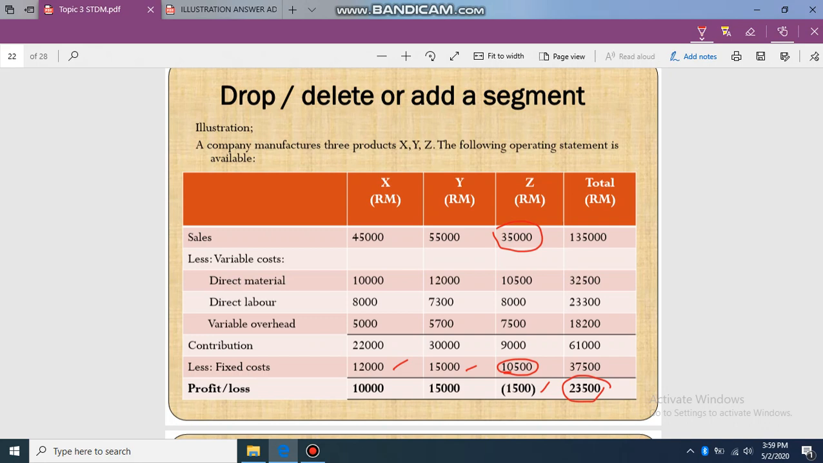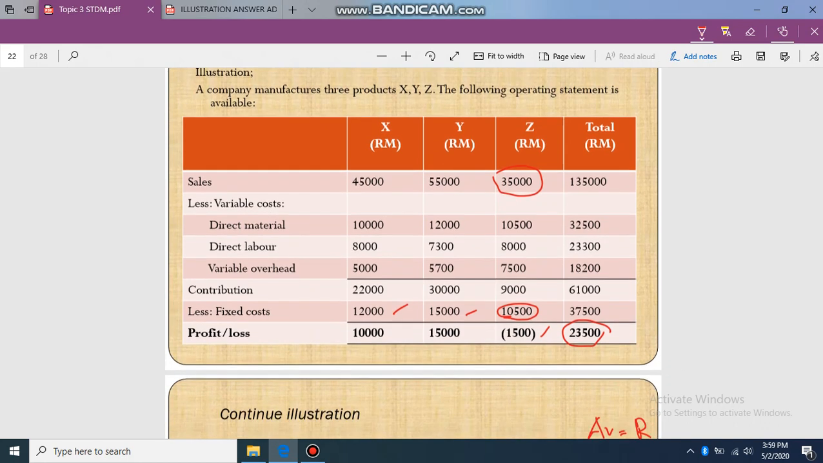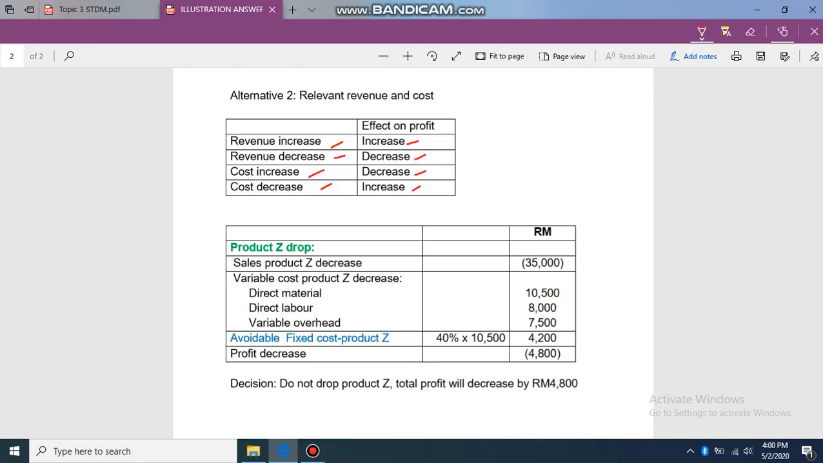If we drop Z, what is the effect here? The effect on revenue is about sales. The sales of 35,000 we do not get, so that means the revenue will decrease. That's why when you drop Z, sales of product Z will decrease, so the revenue will decrease. So we put in negative. The profit will decrease, so the effect on profit also decreases.